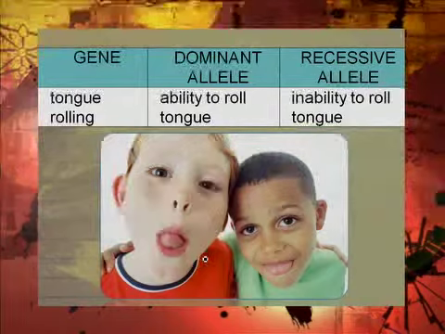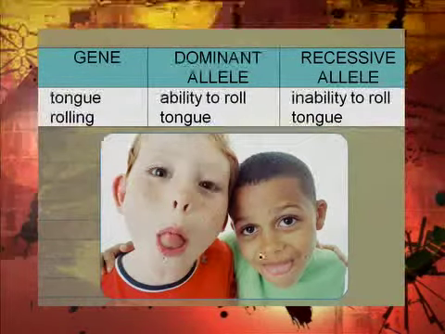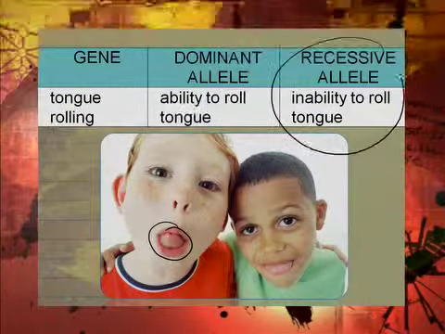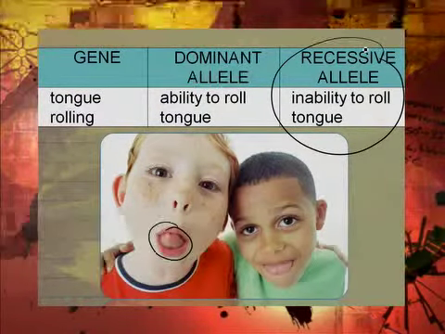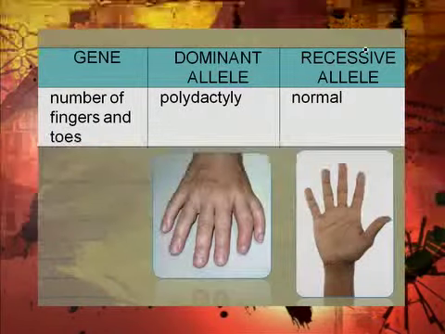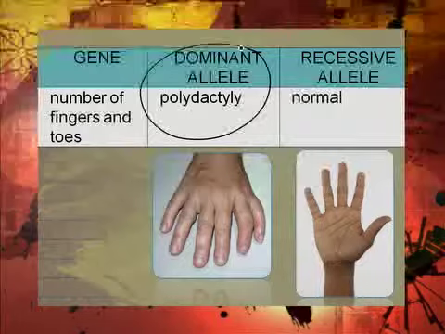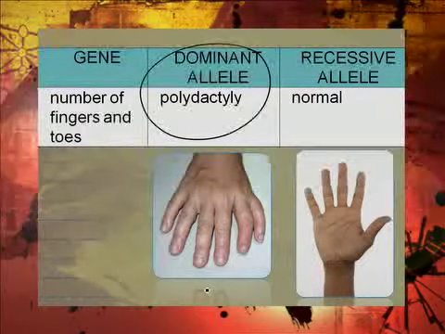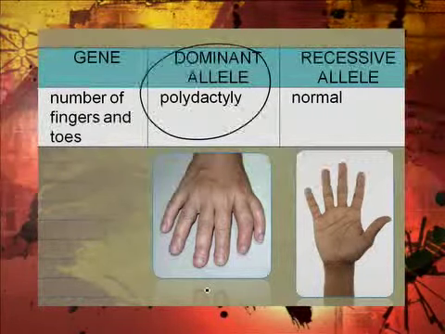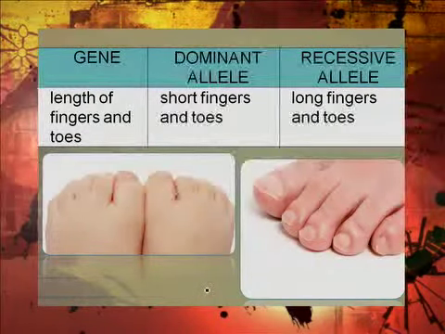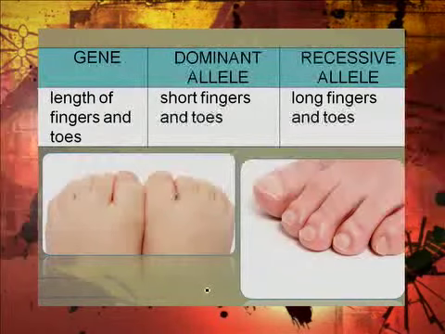Your ability to roll your tongue. Can you roll your tongue like this little boy? I can't. I have the recessive allele. I can't roll my tongue like that. A very strange one that's in fact a dominant allele is polydactyly, for 6 fingers, as opposed to the recessive allele that is normal for 5 fingers. And finally, do you have short toes or do you have long fingers and toes? Trace it back in your family and have a look at what your parents have and what you and your sisters and brothers have.